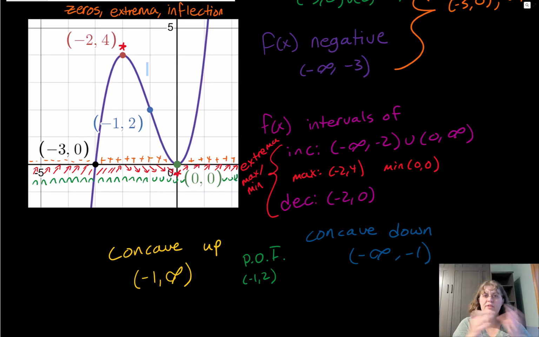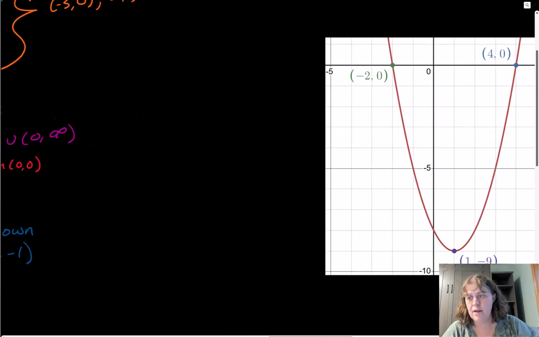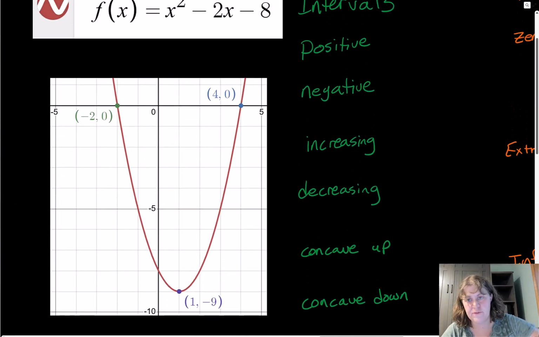So we have these different things that we can talk about. Positive, negative, and zeros is where we switch between those. We have increasing and decreasing, and extrema, maxes and mins, is where we switch between those. And then we have concave up, concave down, and point of inflection is where we switch back and forth between those two. So all of these things tie together, and we can look at one graph and talk about all of these different things.